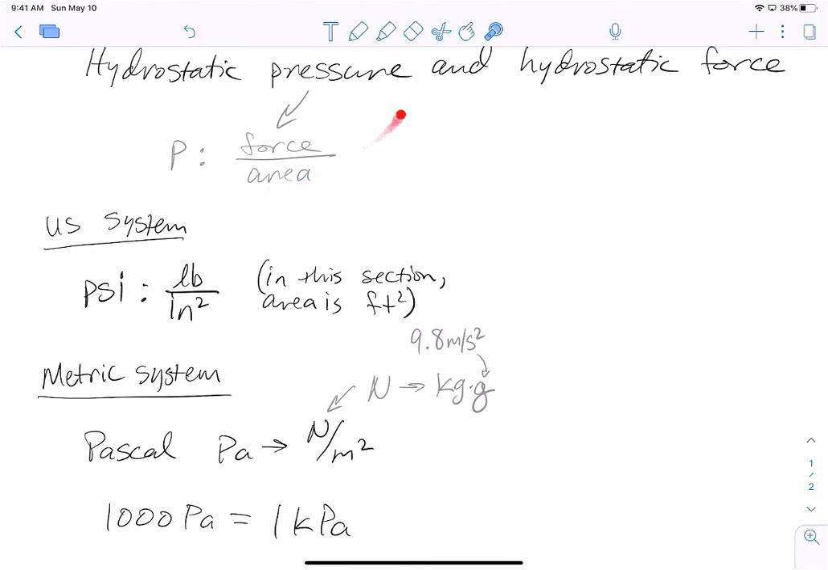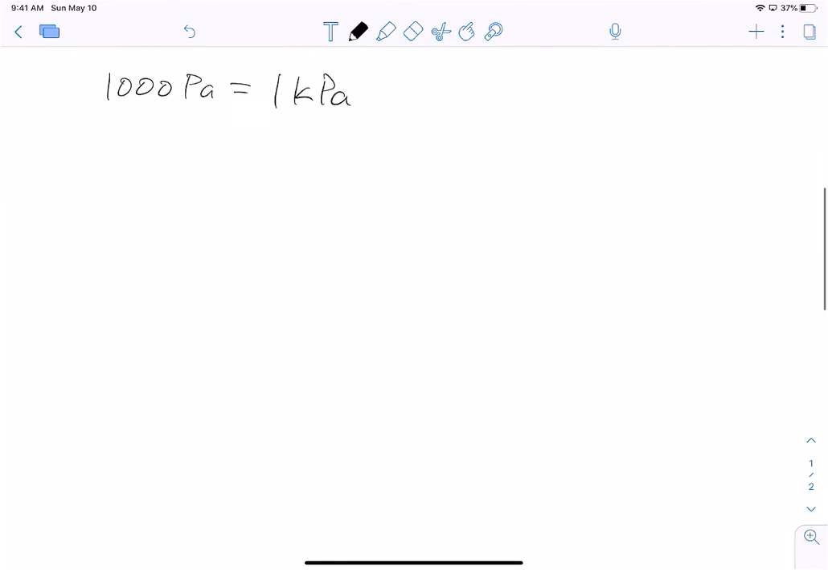Now, since pressure is force divided by area, it follows that force in this section is going to be pressure times area. And the units that we're going to see for force are pounds in the US system, and newtons in the metric system. Another thing that would be useful to know would be the density of water. It shows up quite a bit.